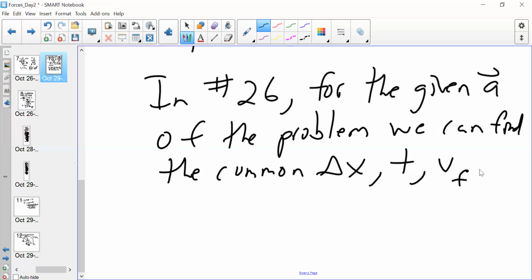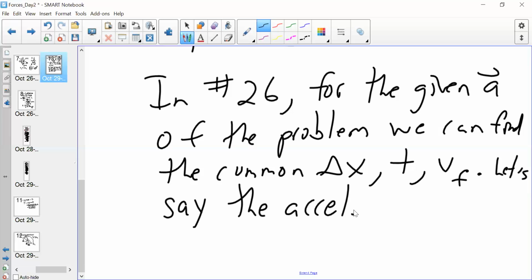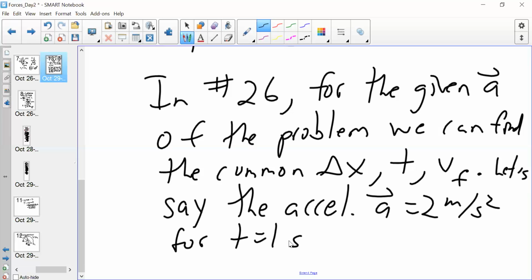All right, so let's continue on with this one. Let's stay with 26. Let's say, I'm just going to pick a number, it doesn't matter what it is, the acceleration we found in 26 equals 2 meters per second squared, and t equals 1 second. So it took 1 second for the whole system to start from rest and hit the bottom or stop moving.